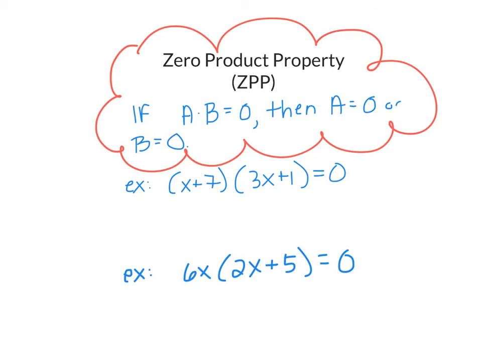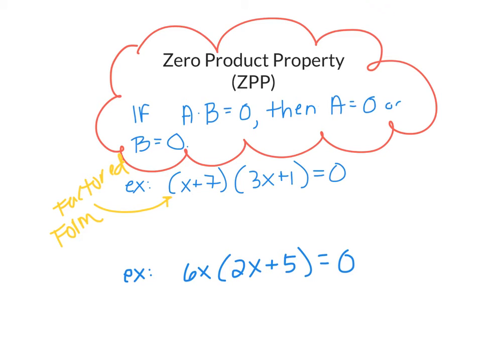So for example, down here, this is in factored form. So this is called factored form. As we've seen it already, it looked a little bit different because we only had a monomial times a binomial, but here we have a binomial times a binomial, but it is in factored form.